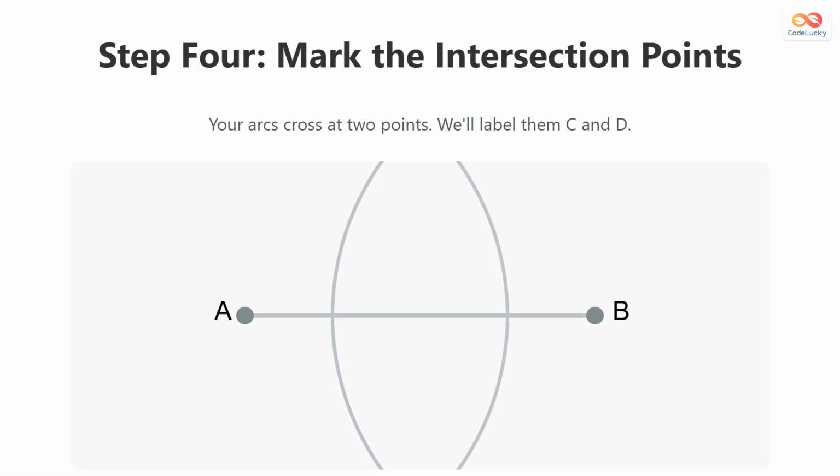You should now see 2 points where your arcs intersect. Take your straightedge and a pencil to mark these 2 points clearly. For our purposes, we will label the top intersection point C and the bottom intersection point D.